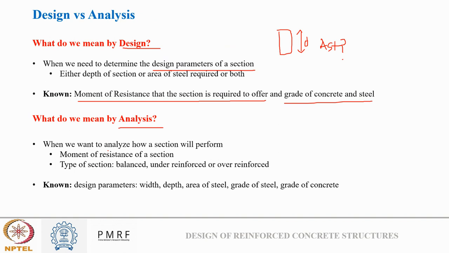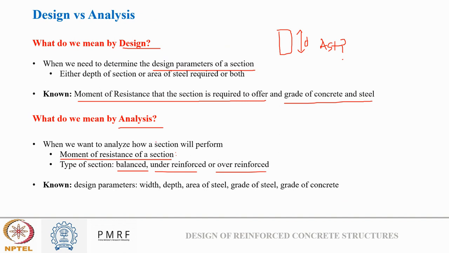By analysis we mean how a section will perform. How do we judge the performance of a section? By the moment of resistance of a section. By calculating the moment of resistance of a section, we comment whether the section is balanced, under reinforced, or over reinforced.